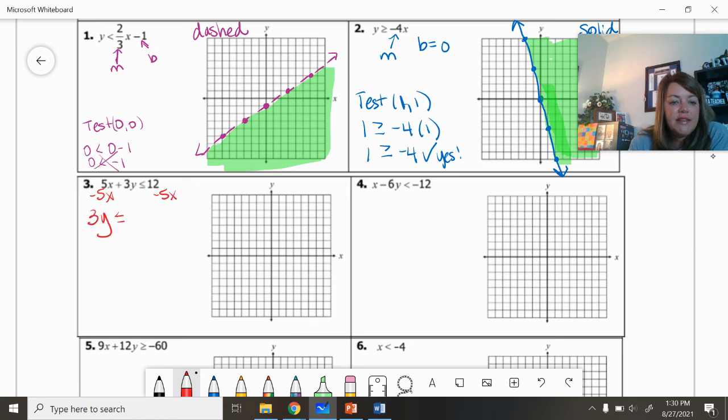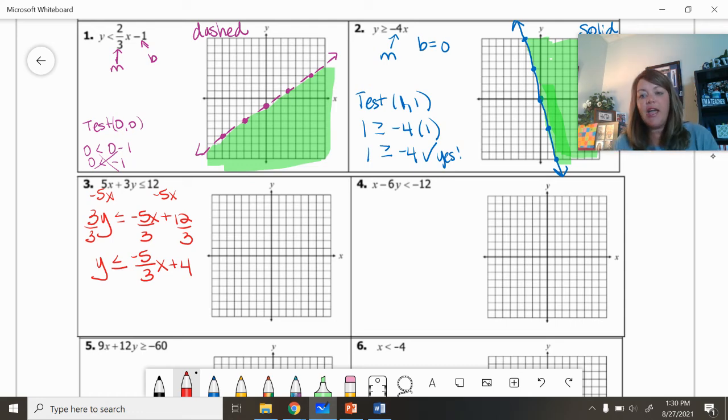3y is less than or equal to negative 5x plus 12. Okay, and then we divide everything by 3. And we get y is less than or equal to negative 5 over 3x plus 4. Now our notes up at the top said to be sure and flip the inequality if we multiply or divide by a negative number. But here, I did not do that. I subtracted this guy, but that doesn't flip the sign. It's when you multiply or divide by a negative number that it flips the sign. It was not. Our 3 is positive, so we do not need to flip the sign. All right, let's go graph this guy.